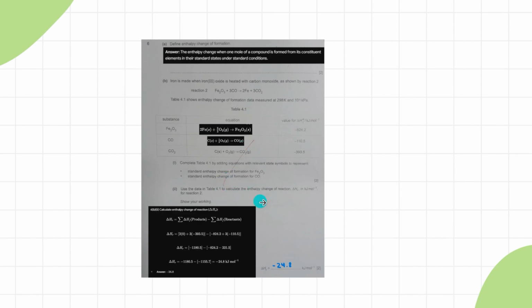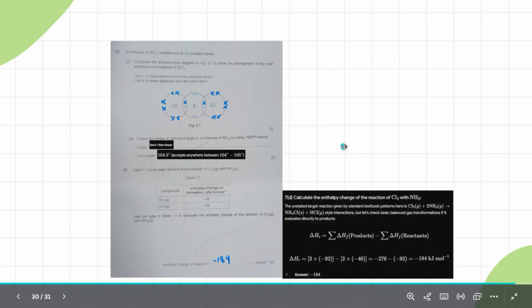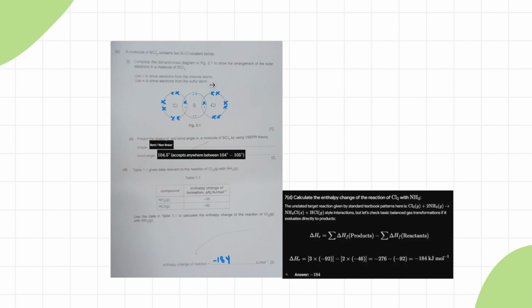Next, use the data in table 4.1 to calculate the enthalpy change of reaction, ΔHr, in kJ mol^-1. So this is the working. We have to calculate the enthalpy change of reaction, ΔHr, by this formula. We input all the numbers from the information, we calculate, and the answer is minus 24.8. This is the last slide. So let's do it.